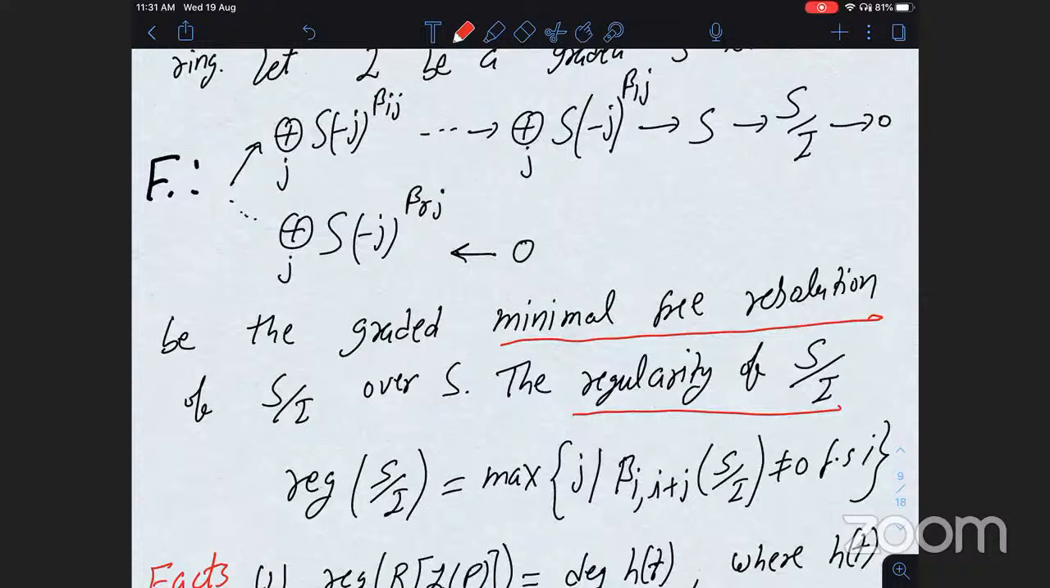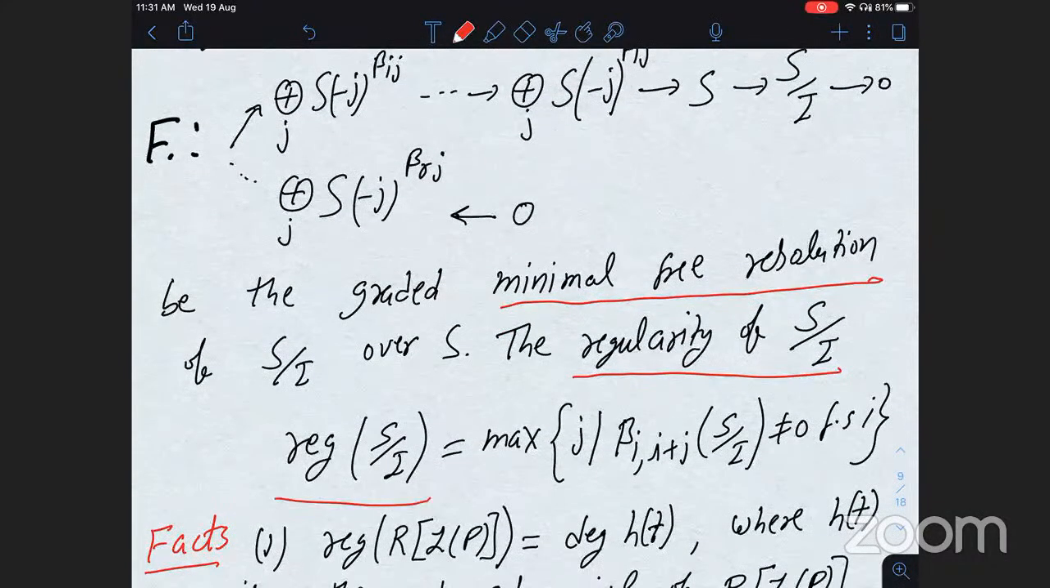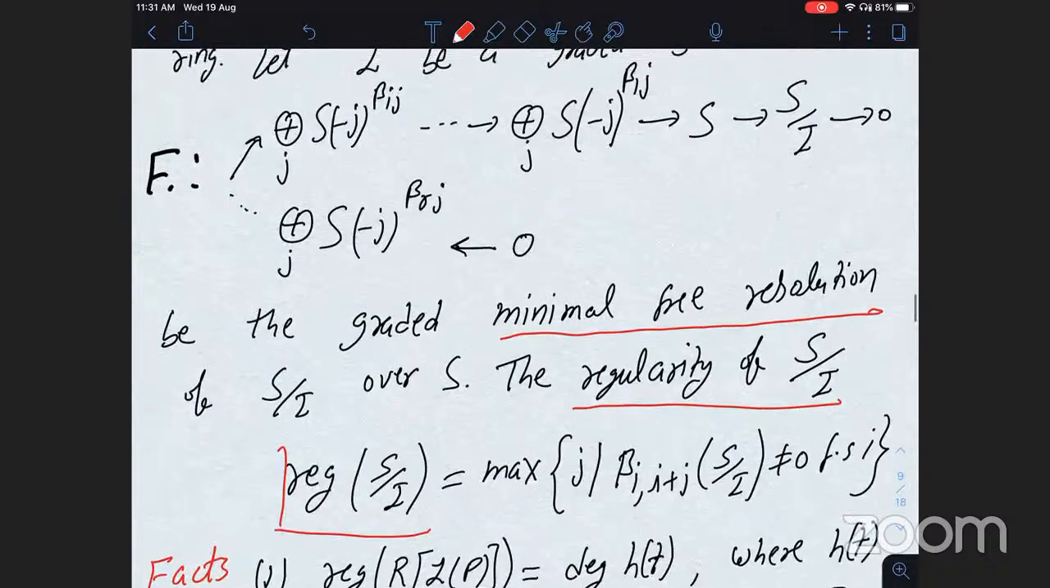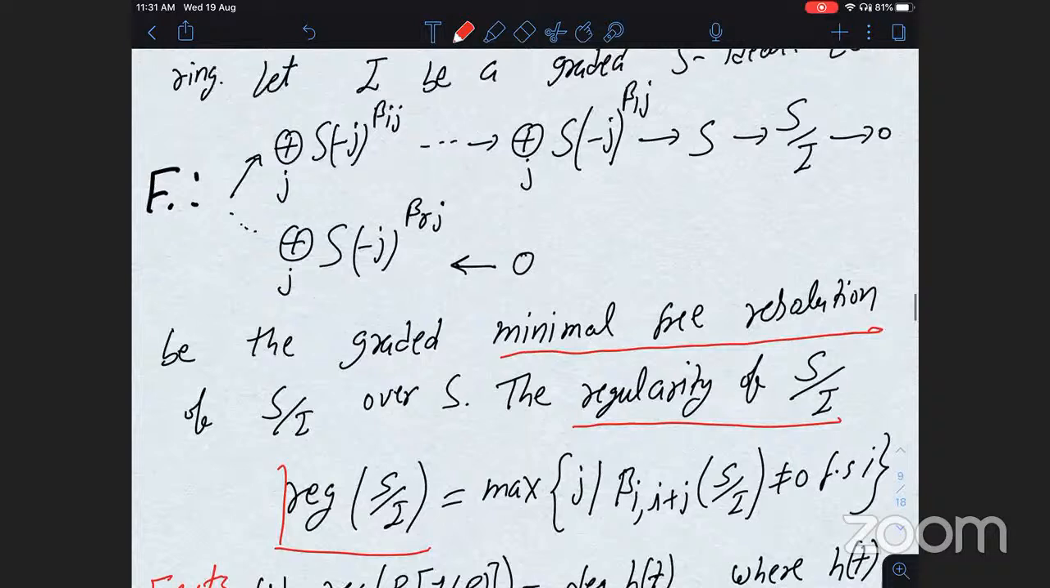Then the regularity of S mod I, which we denote by reg of S mod I, is the maximum of j such that beta_{i,i+j} is not equal to 0 for some i, where beta_{ij} is this number here. So it is the maximum of j such that beta_{i,i+j} is not equal to 0.